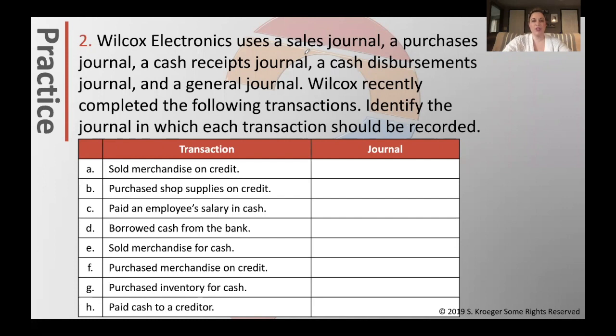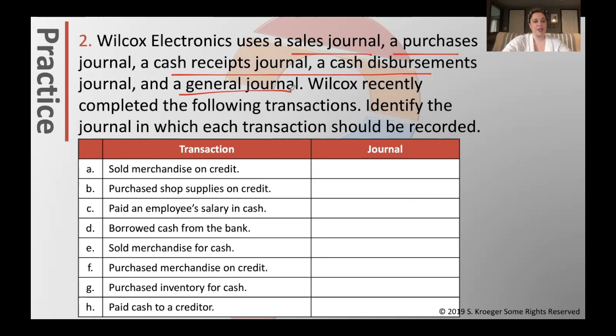This should really be your first step anytime you do a problem where you have to use a special journal. The first thing to do is ask yourself which journal would it belong in. If it's cash, it's going to go into one of the 2 cash ones, cash receipts or disbursements. If it's non-cash, it would either be the sales or purchases. If it's not a sale or purchase, then the final one by default would be the general journal.